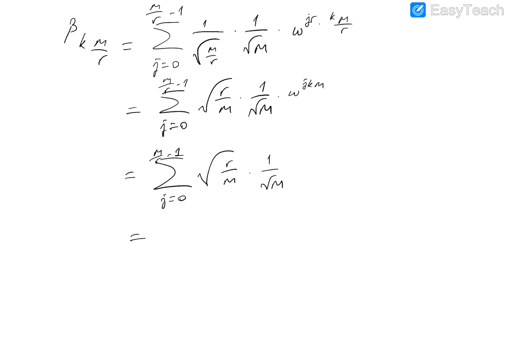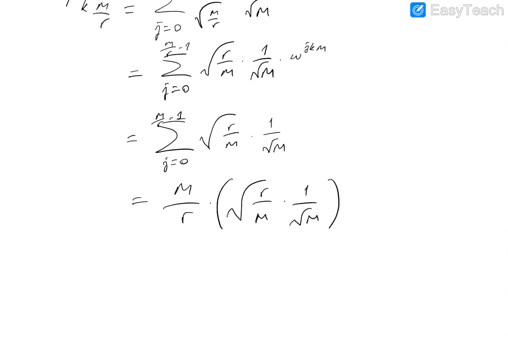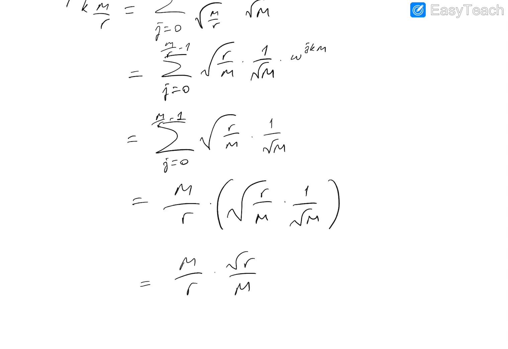And we have m over r many of these, m over r times square root r over m times 1 over square root m. And m over r times square root r over m is equal to square root r over r. This is simply 1 over square root r.